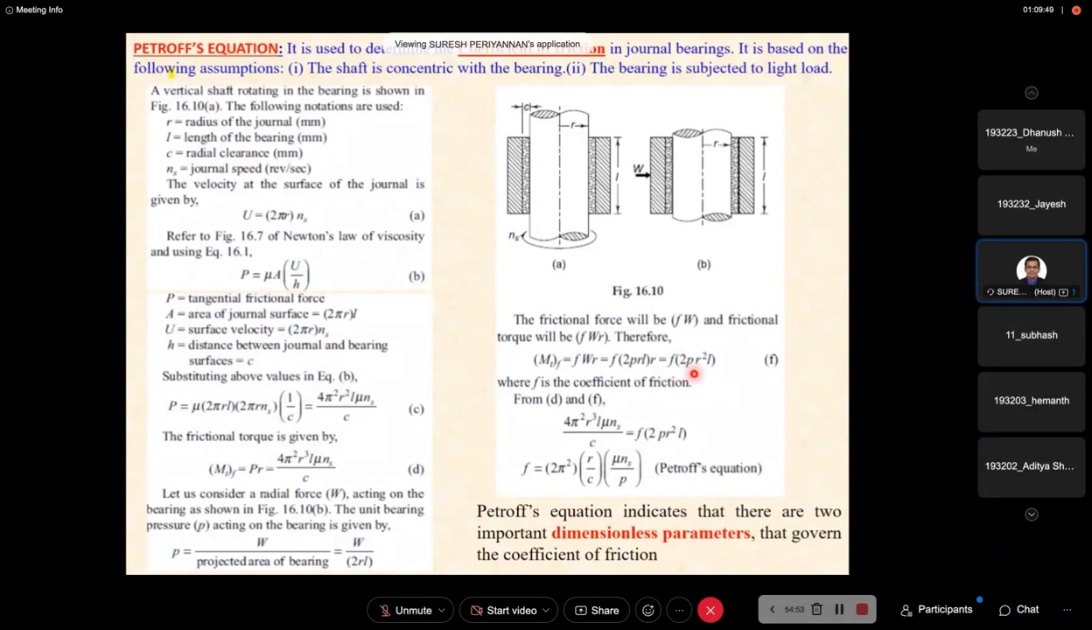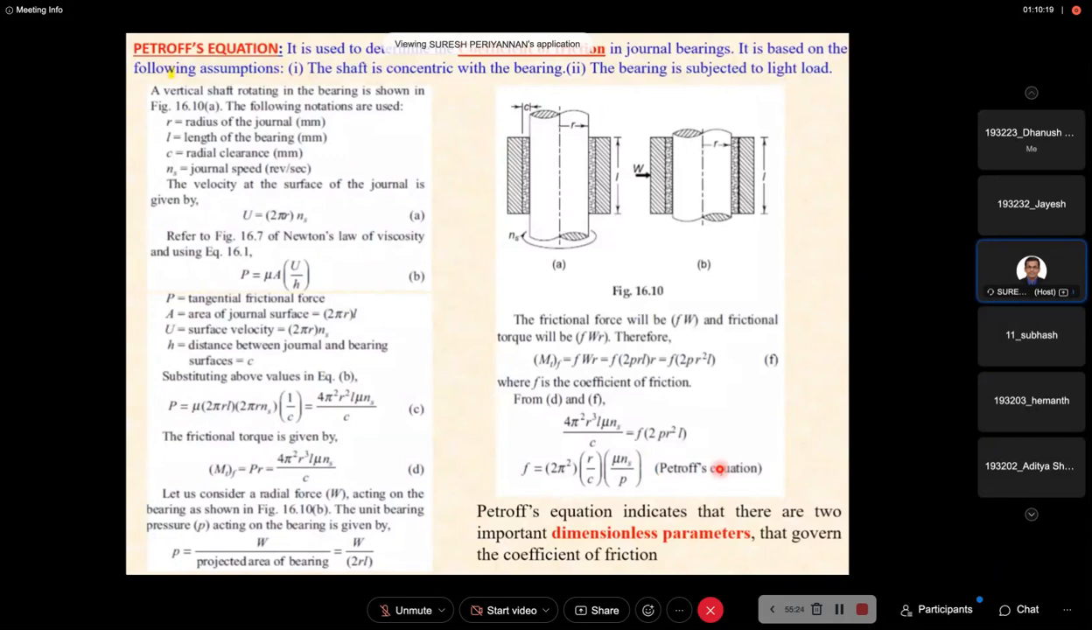Now this frictional torque must be equal to the torque we have found based on the tangential frictional force. Then from these two relations, we are able to find out our coefficient of friction F. Actually, we are introducing here the coefficient of friction F. We do not know it. Based on equating these equations, finally we are going to find out the coefficient of friction. This is called Petroff's equation.